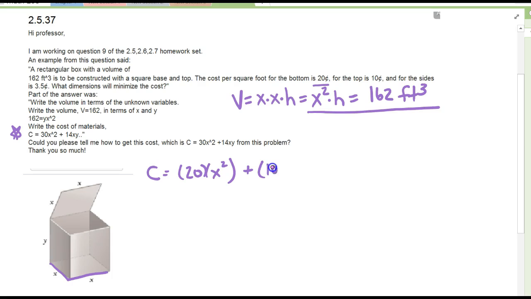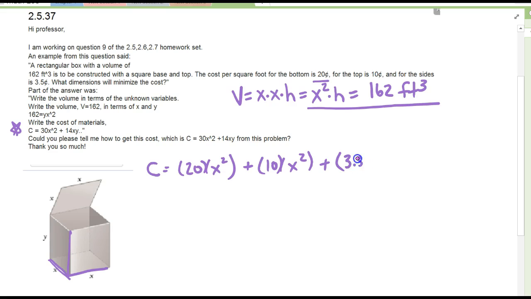Plus the top is 10 cents, and that's still x squared, plus the four sides. And they all have a dimension of xy. So the sides cost 3.5 cents per square foot, which there's four of them, and their square feet would be x times y. So if you simplify this, you get 30x squared plus 14xy. And that's what they got there.